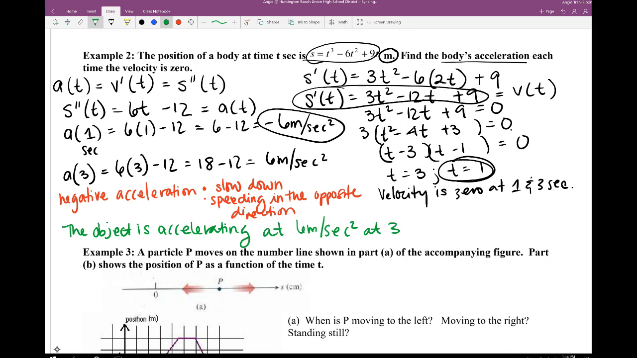There's a lot of "at," isn't it? That sounds confusing. The object is accelerating at 6 meters per second squared at 3 seconds.